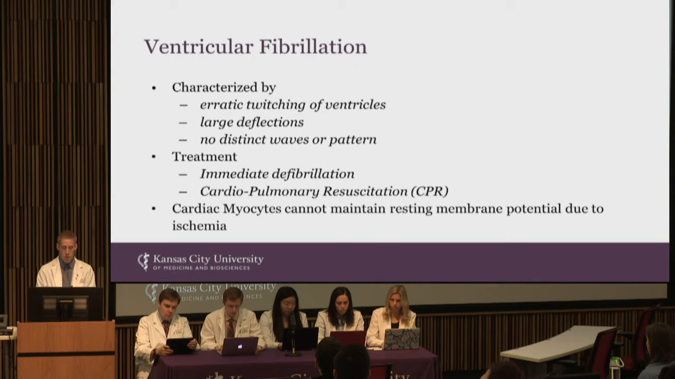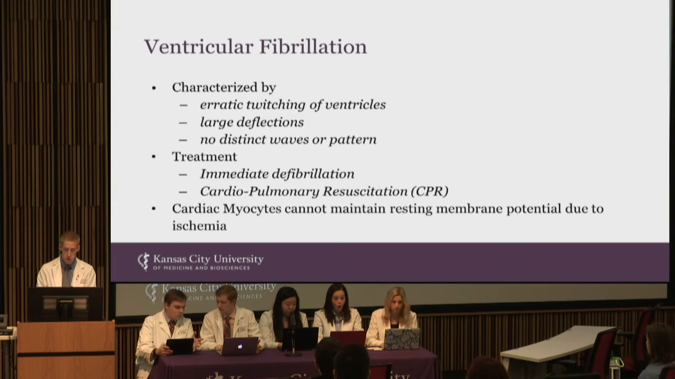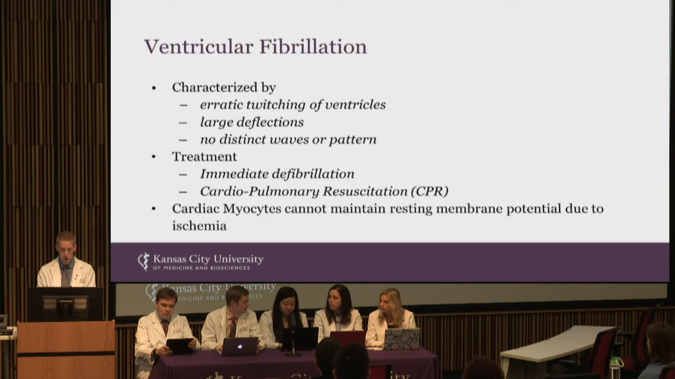With ventricular fibrillation, which is a type of cardiac arrest, there is no effective cardiac output, so there is no effective circulation. It requires immediate defibrillation, and CPR is required to maintain circulation of oxygenated blood while in this arrhythmia. In our patient, VFib was sustained despite numerous defibrillation attempts because the cardiac myocytes could not maintain resting membrane potential due to the ischemia.